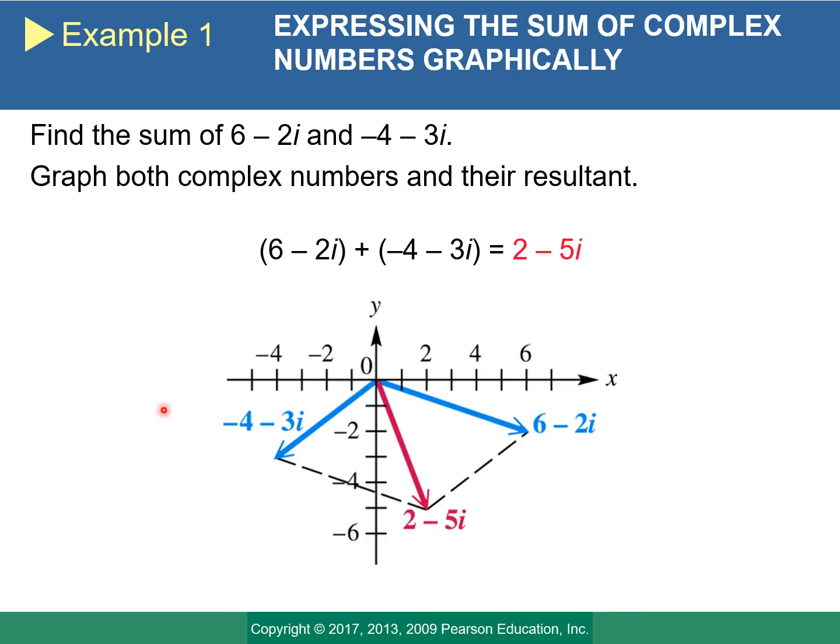So here's all three vectors: the original two, 6 minus 2i and -4 minus 3i, and then the resultant, the sum of those two. Notice how you plot these vectors. You just find the point where they end, where they terminate, and then draw a vector from the origin to that point. So 2 in the real direction, 2 to the right for x, and then -5, down 5 on the imaginary axis, or y-axis. Then you find where those two values meet. That's your point, and your vector goes from the origin to that point.